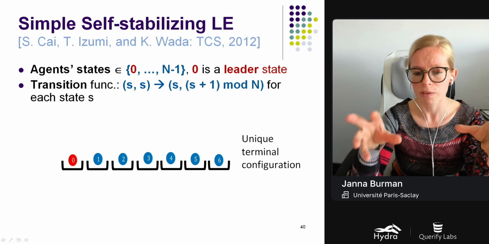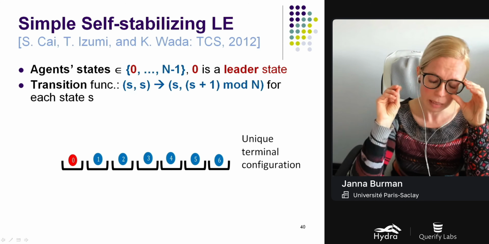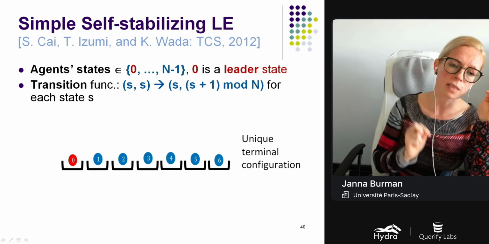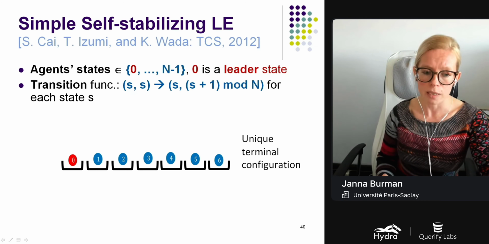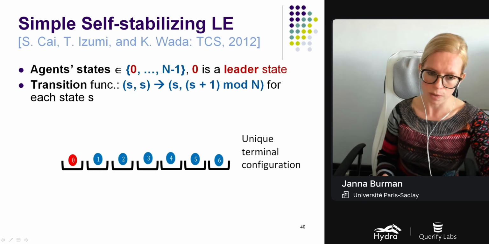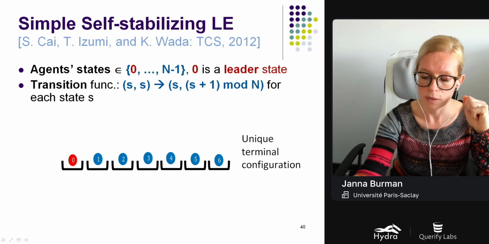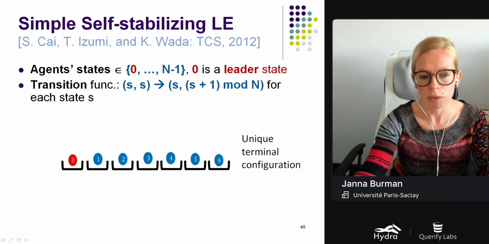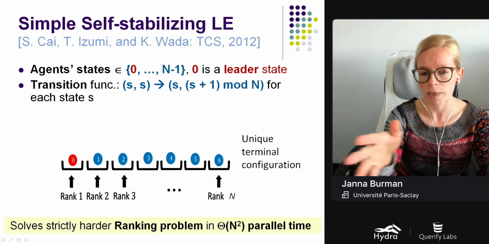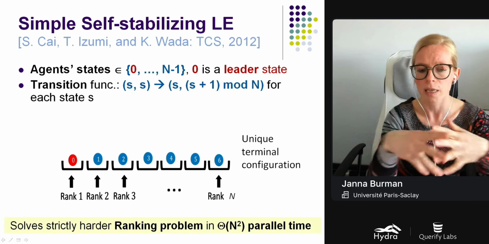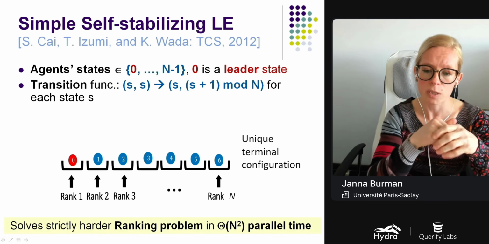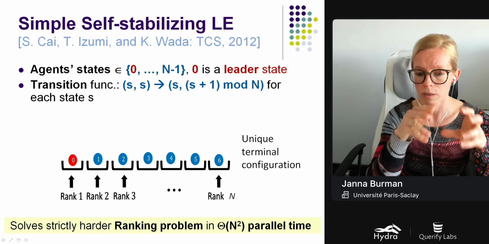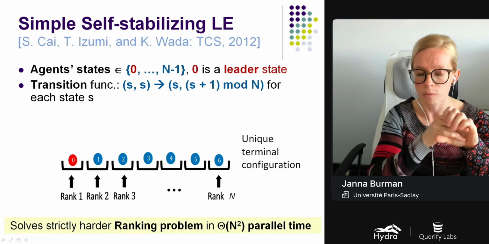And what happens, we can show that eventually each of these possible states from 0 to n-1 will be taken by one of the agents. So in particular, there will be an agent in state 0, only one, and this one will be the leader. Okay, so this is why this algorithm solves leader election. And in fact, we can also rank our agents in such a way from 1 to n. So we also solve the so-called ranking problem, which is strictly harder. And we can show that this protocol has a stabilization time of n^2 parallel time.